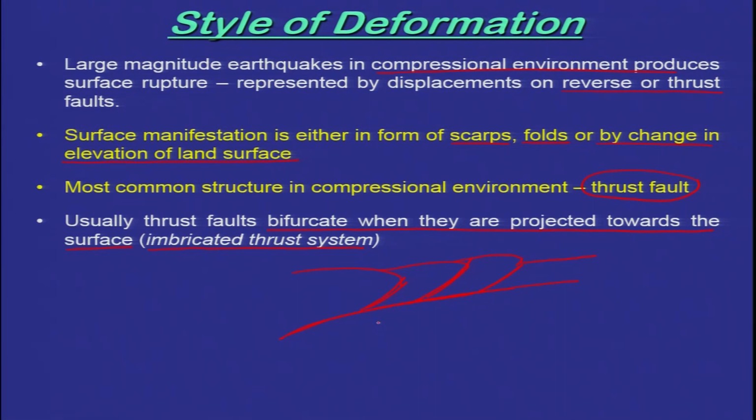So these are termed as imbricated faults, and we also say branching out faults. Usually this will be seen along thrust faults, or you can say low angle reverse faults.